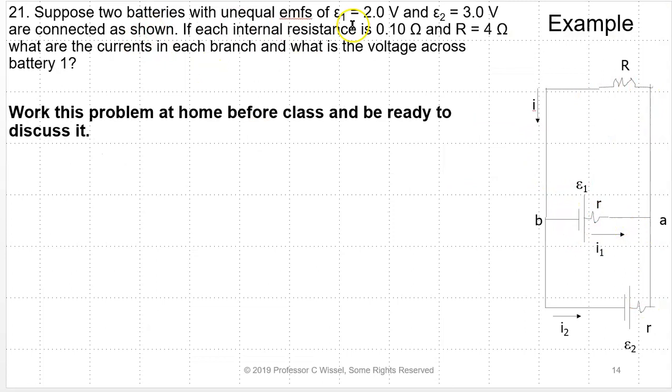Okay, now we have 2 batteries. They have unequal EMFs of E1 equals 2 volts and E2 equals 3 volts. They're connected as shown. If each internal resistance is 0.1 ohm and big R, which is the load resistor, is 4 ohms, what are the currents in each branch and what is the voltage across battery 1?